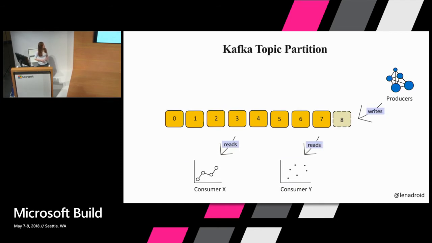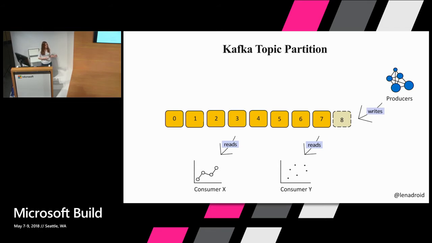So topics are partitioned. And each partition in a topic is also an ordered and immutable sequence of records that is continually appended to a structured commit log. And the records in a partition have offsets. It's a number that uniquely identifies the record. And each individual partition must fit on a server that hosts it.